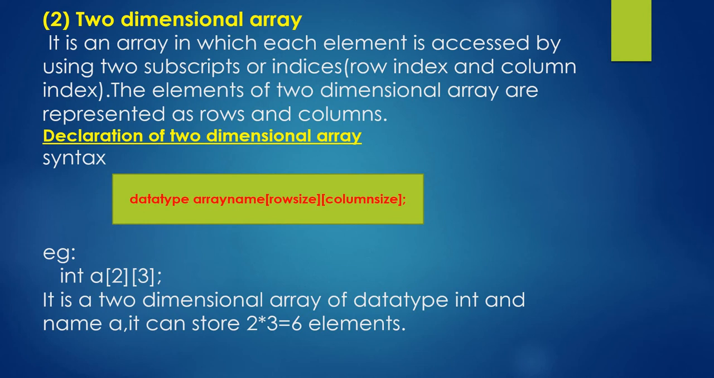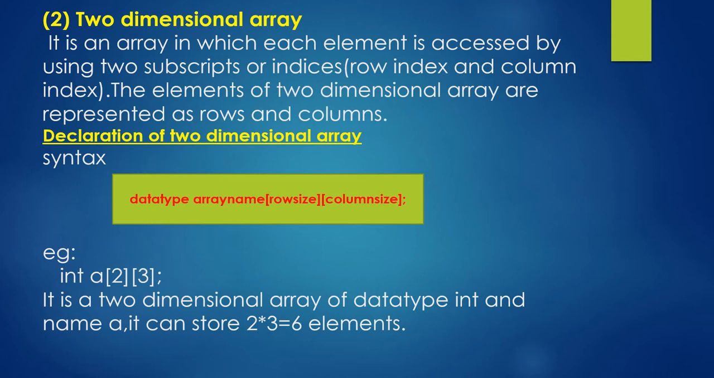Two-dimensional array. A two-dimensional array is an array in which each element is accessed using two subscripts or indices. How many subscripts do we need? Two subscripts or two indices are required to access an element of a two-dimensional array. Those subscripts are known as the row index and the column index. A two-dimensional array is nothing but a matrix.